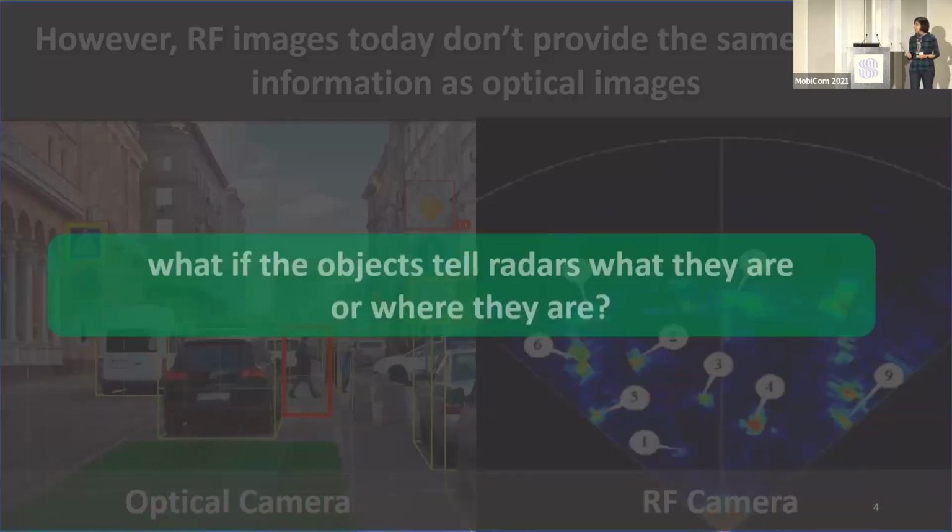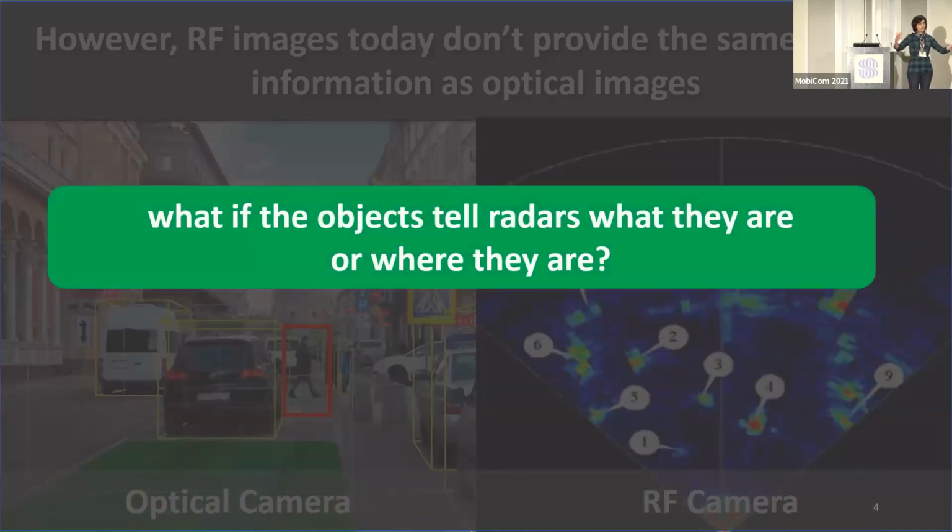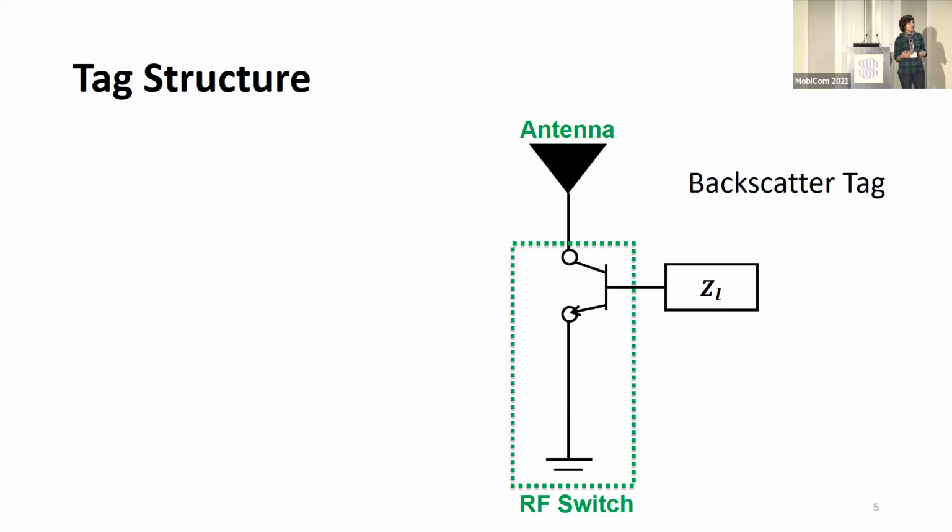So we asked, is it possible that the objects themselves can tell us what they are and where they are? And that naturally led us to backscatter communication and RFIDs. If we look closely at the structure of a tag, it's nothing more than an antenna connected to an RF switch. And the way it communicates with the reader is through that RF switch.